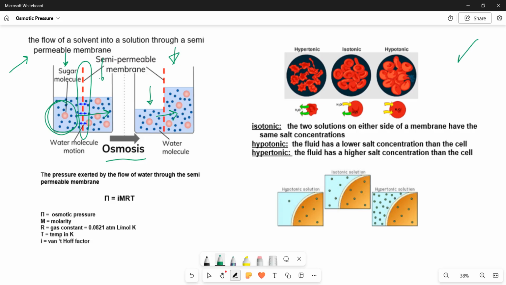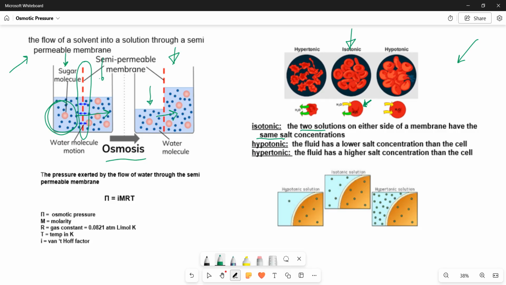So over here on the right, I have a picture of blood cells. And so we have in the center what's called isotonic. Isotonic is when the 2 solutions on either side of the membrane, and so the membrane is going to be what encircles the blood cell here and separates the solution inside the cell from the solution outside the cell, are the same. When the 2 solutions are the same, it's considered isotonic.